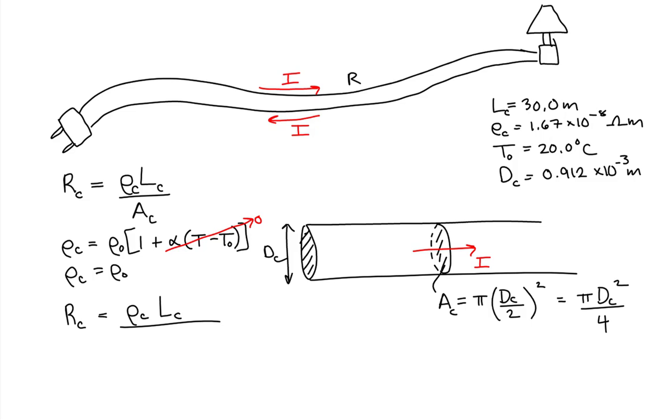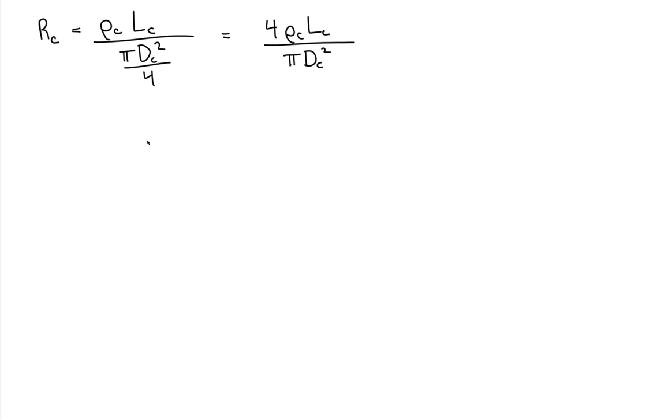This ends up being pi times the diameter of our wire squared divided by 4, which means that the resistance is the product of the resistivity and the length divided by pi diameter of our wire squared over 4, and this is simply 4 times the resistivity of our wire times the length of the wire over pi times the diameter of our wire squared. We're now ready to plug in numbers.